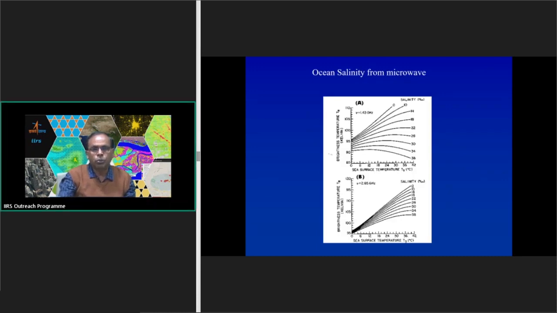And coming to the ocean salinity, you can see in the graph the brightness temperature at 1.43 gigahertz varies for various sea surface temperatures, as the salinity is also varying. So there are several satellites carrying the 1.43 gigahertz microwave channel, and it finds out the surface salinity of the ocean.